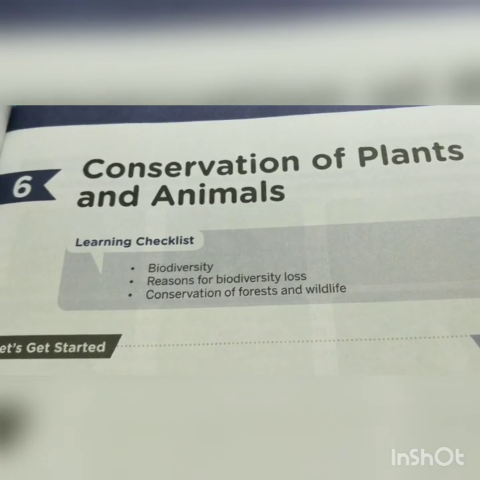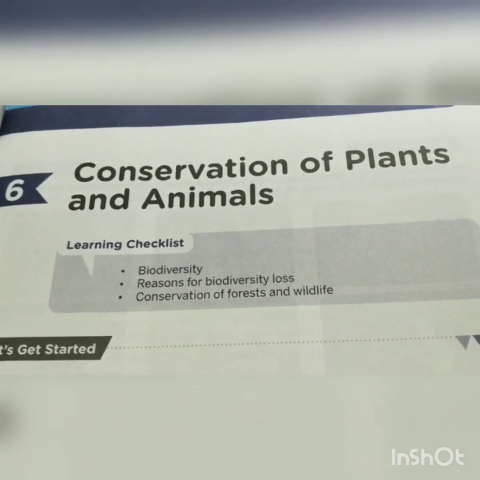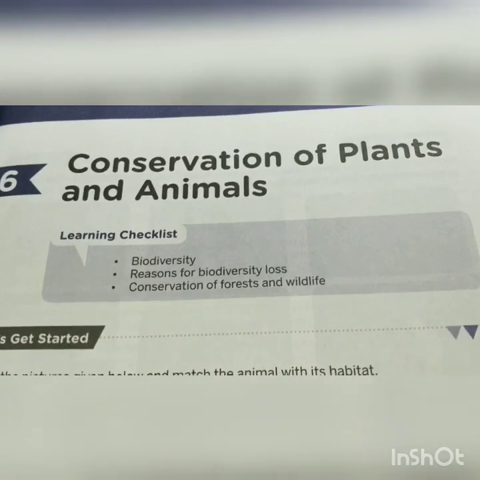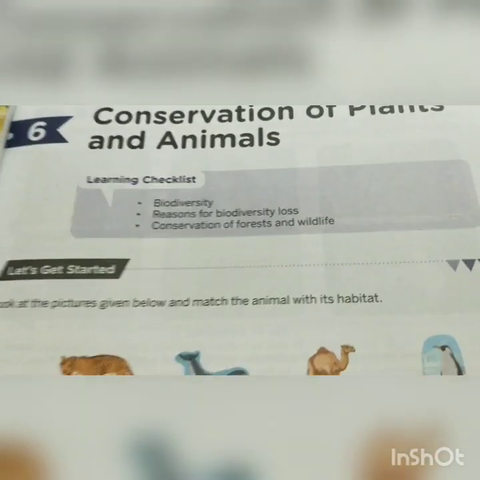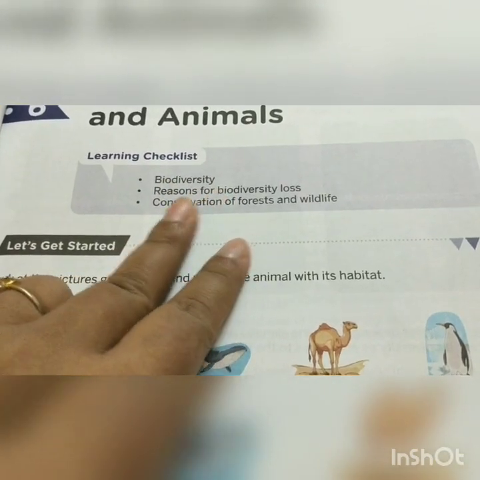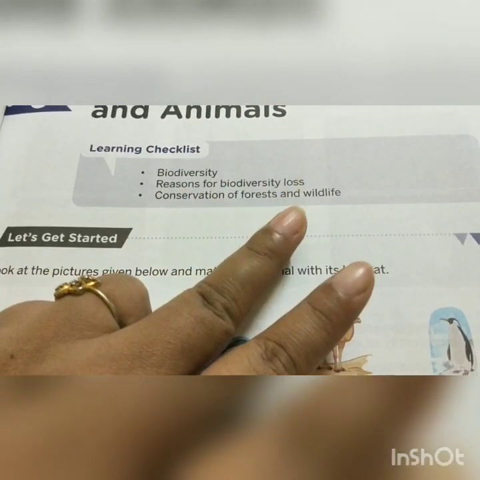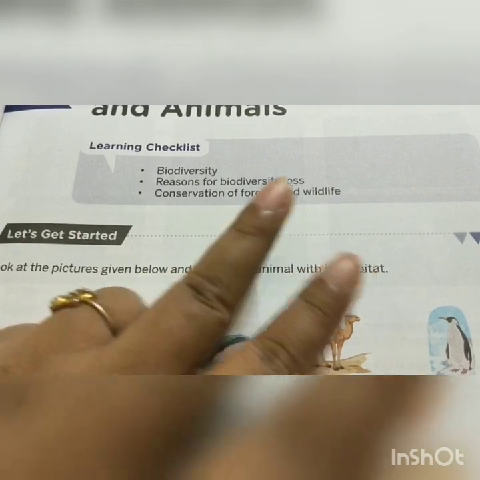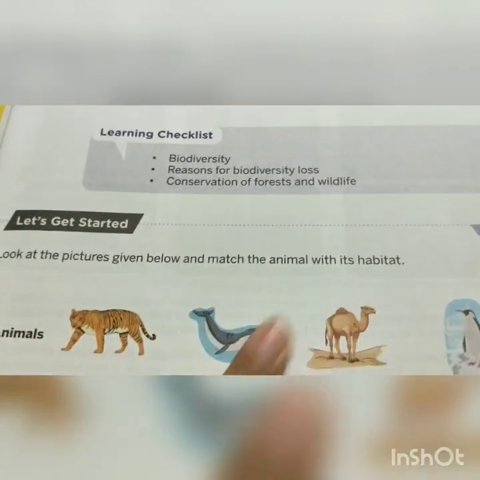So let's start. Chapter 6, Conservation of Plants and Animals. Here we are learning biodiversity, reasons for biodiversity loss, conservation of forest and wildlife.